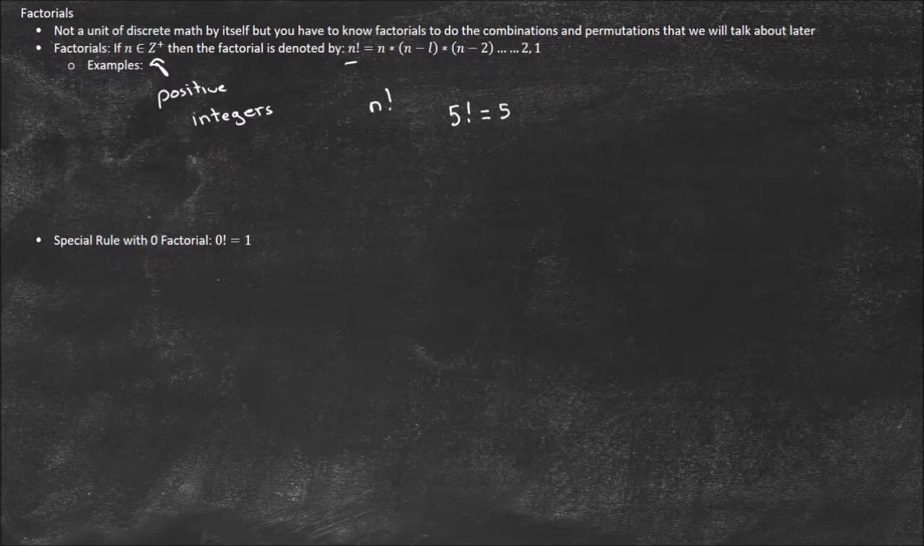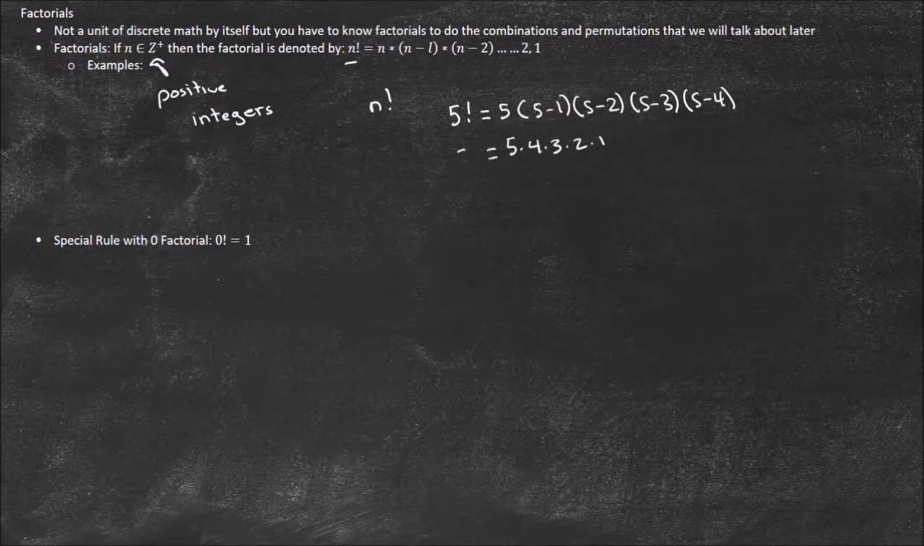Well, it's going to be 5 times 5 minus 1 times 5 minus 2 times 5 minus 3, and you're just going to keep going until you get to 5 minus 4, and then you stop because then you're at 1, right? So that's 5 times 4 times 3 times 2 times 1. That's the way you do a factorial. That's not 5 prime, that's 5 factorial. So 5 times 4 is 20 times 3 is 60 times 2 is 120. So 5 factorial is 120. And you actually do have this in your calculator, so you can do 5 and then go to the factorial key.